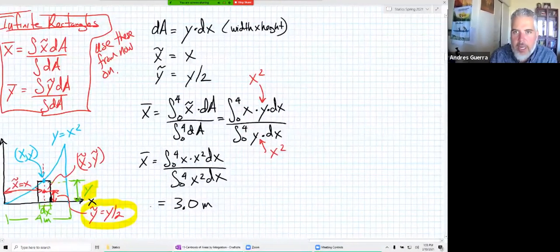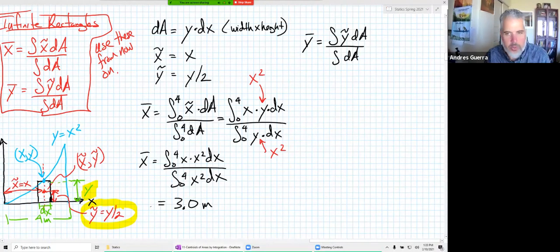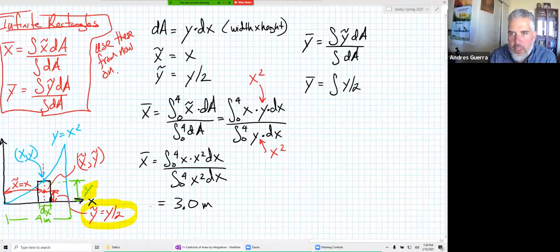Okay, and then y bar, we can do the same thing here. Y bar, we know, is the integral of y tilde dA divided by the integral of dA. And so we can still use a dx differential element. I'm going to use a dx for both of these, and then next we'll do a dy for the same problem. We'll at least draw the picture. So we know what y tilde is, so y bar is the integral of y tilde, which is y over 2. dA is y times dx. We're going to integrate from 0 to 4.